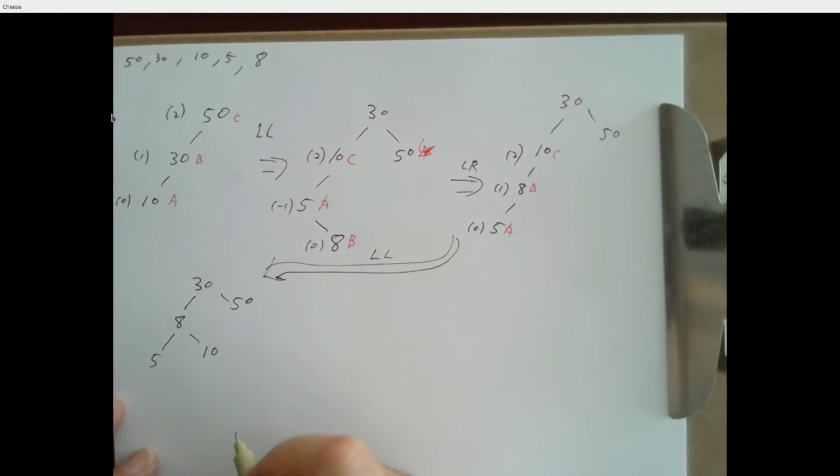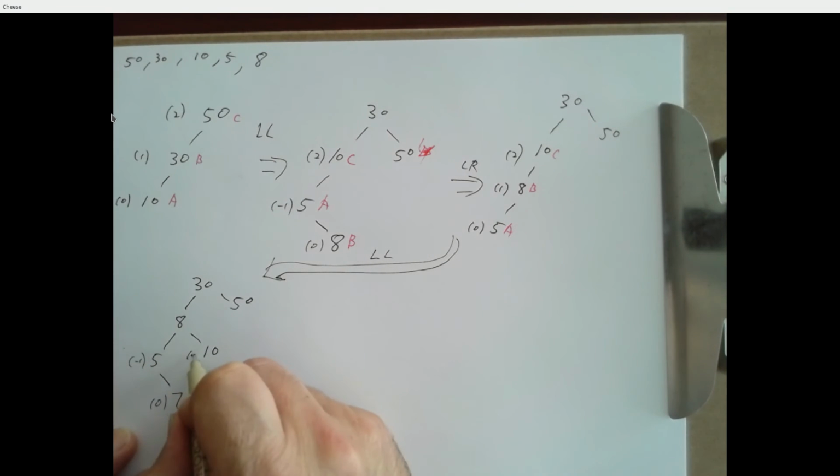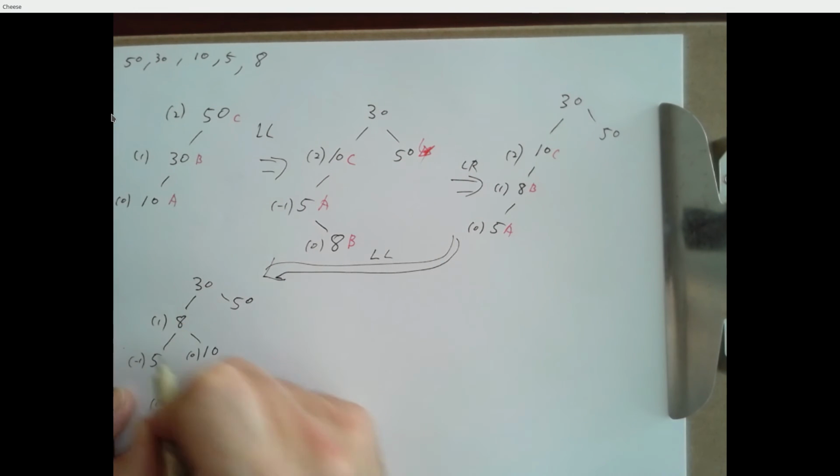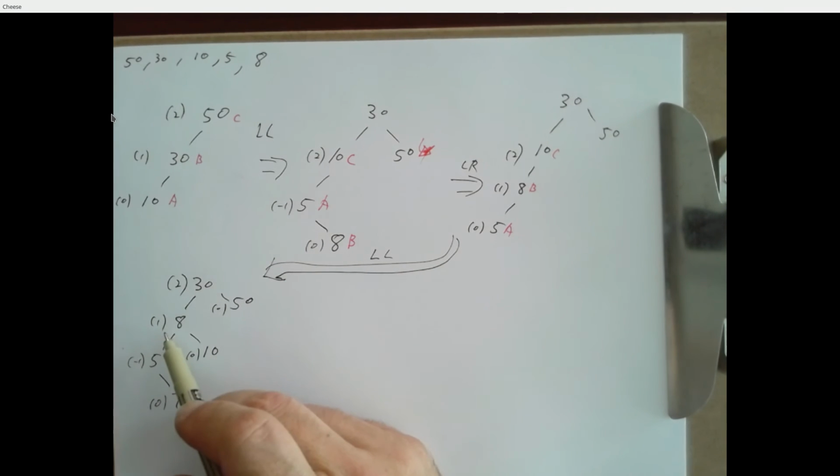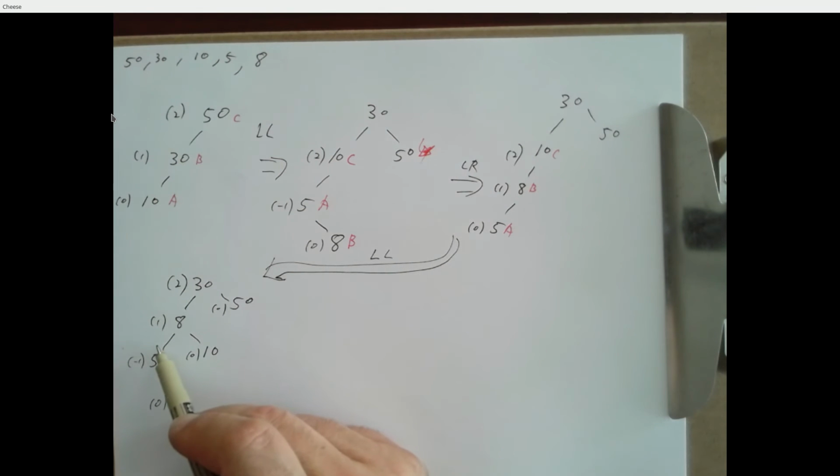All right, so let's add a 7 over here. A balance factor of 0, -1, 0, 1, 0, and 2. So now we've got a more interesting case. So it's that root 30 where we have the imbalance. It's a 2 followed by a 1. That's our left-left case.